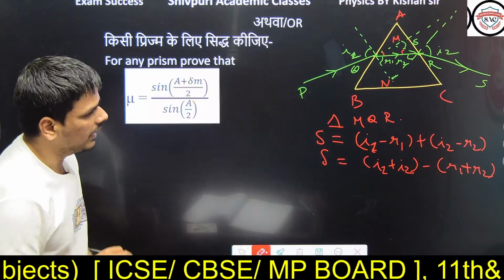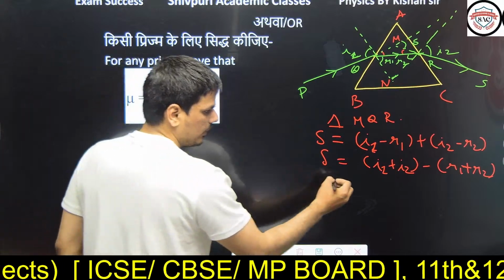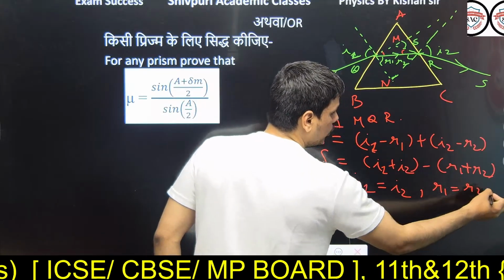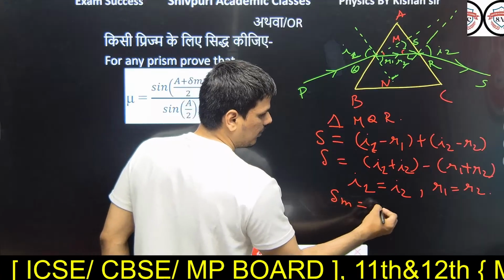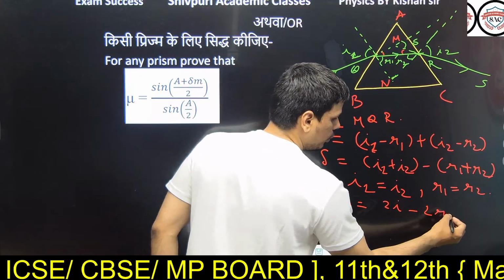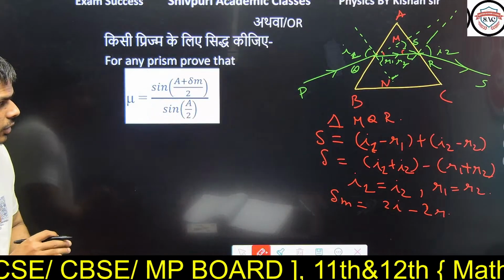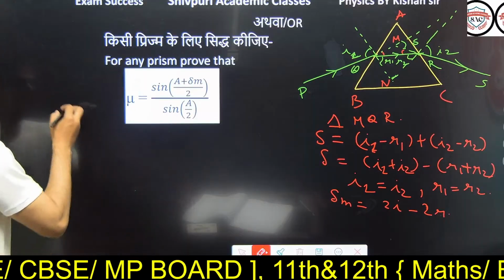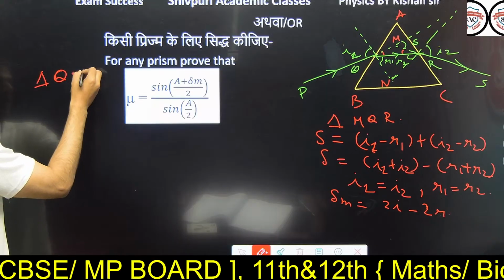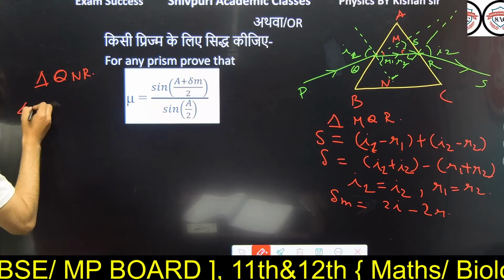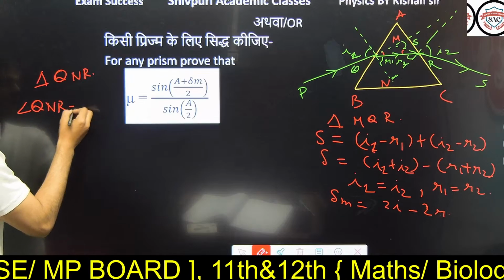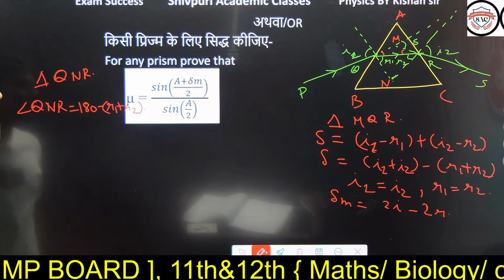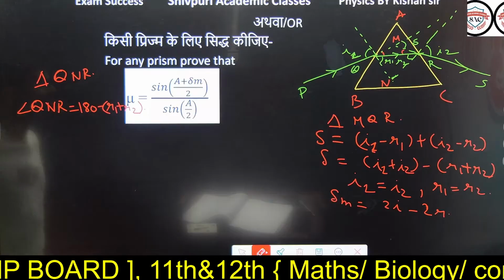For the condition of minimum deviation, we could write I1 equals I2 and R1 equals R2. So we could write delta m equals 2I minus 2R. Now we just need to find the remaining values. Now comes the triangle QNR. In triangle QNR, the angle QNR equals 180 minus (R1 plus R2). So we get the value of angle QNR.